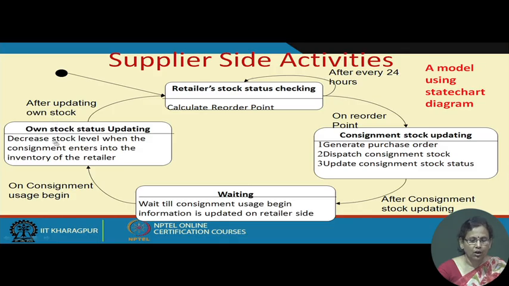After updating his own inventory, he knows that he has to again check the retailer's inventory, because there is no consignment stock now; it has already gone to the retailer's inventory. So, he starts checking possibly after every 24 hours. This cycle continues at the retailer's side, and information flows between retailer and supplier, and the information update takes place at the supplier side.